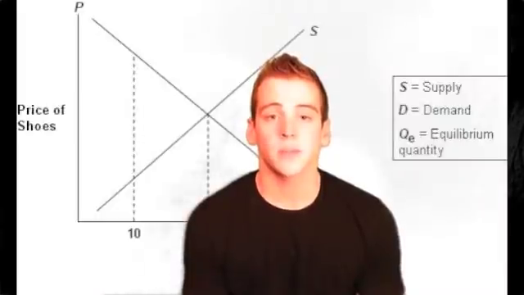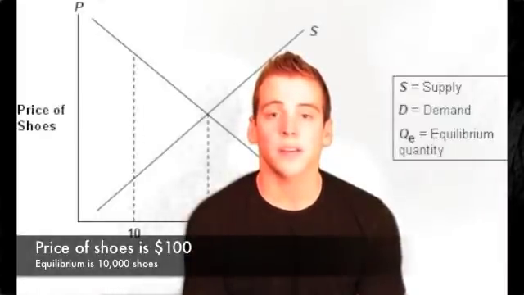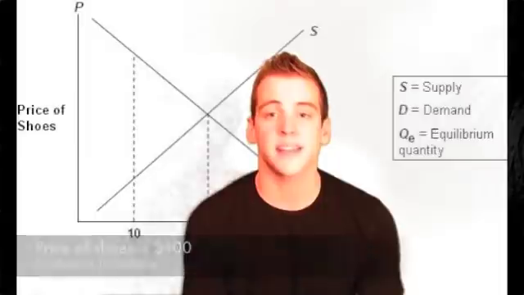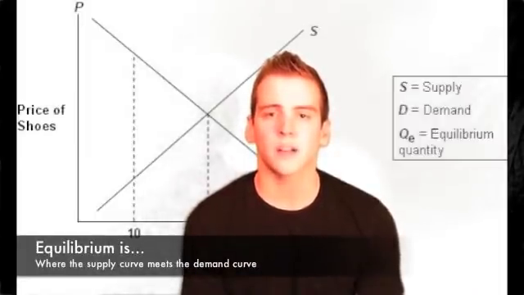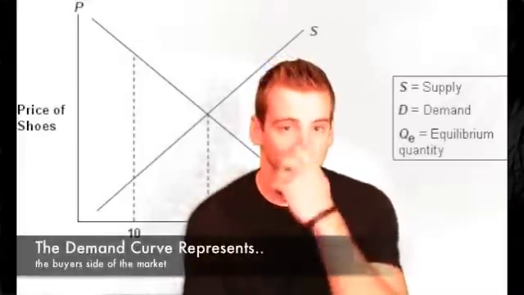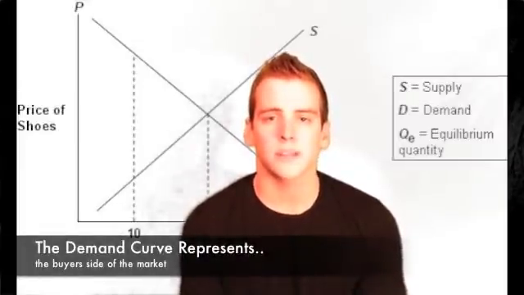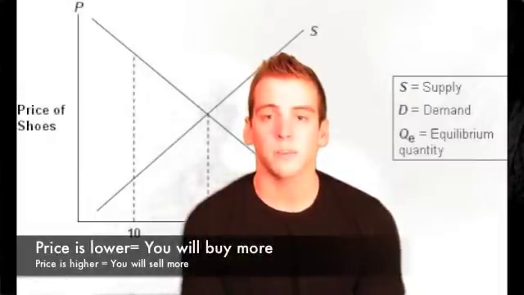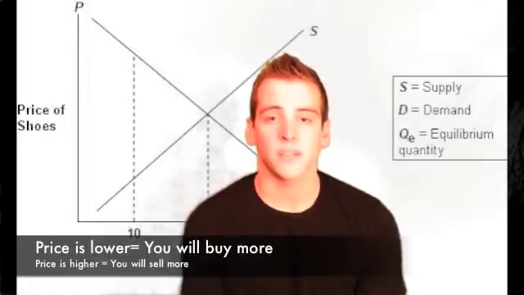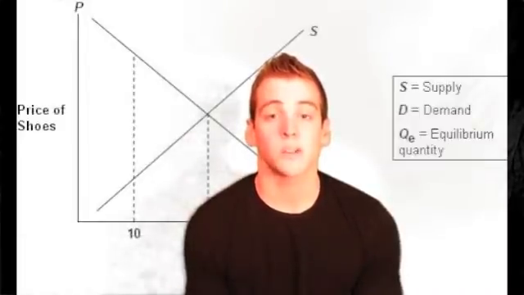In this example, the price of shoes is $100 and the equilibrium is 10,000 shoes. The equilibrium is simply where the supply curve meets the demand curve, so right in the middle. The demand curve represents the buyer side of the market. When you go out and buy stuff, you're willing to buy more stuff as the price falls. When you're selling stuff and the price rises, you want to sell more stuff.